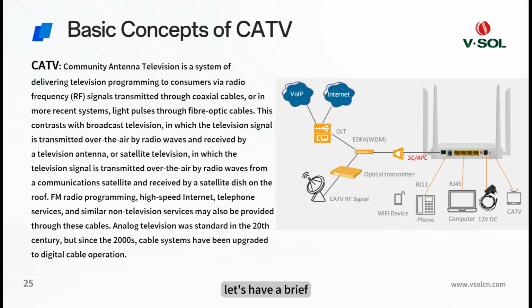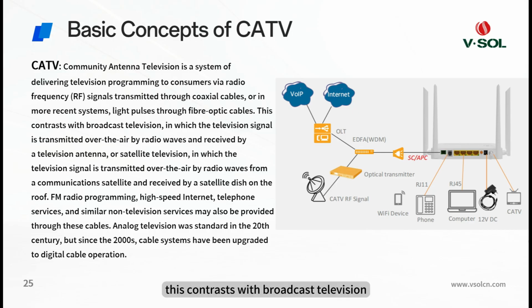Let's have a brief understanding of the use and history of cable TV. CATV, Community Antenna Television, is a system of delivering television programming to consumers via radio frequency (RF) signals transmitted through coaxial cables, or in more recent systems, light pulses through fiber optic cables.